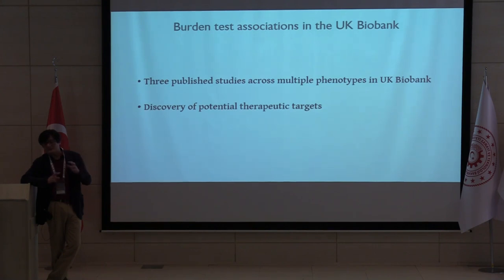So it's a funny situation, right? We're in a situation where common non-coding association explains most of the variation in disease risk, but rare variants are of great utility for any practical use of genetics. Okay.